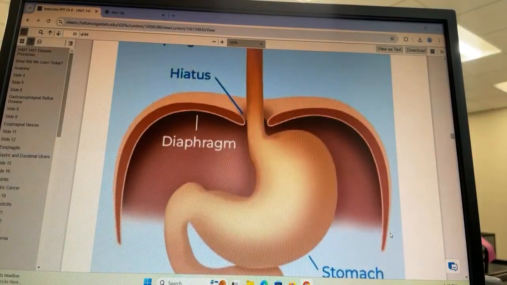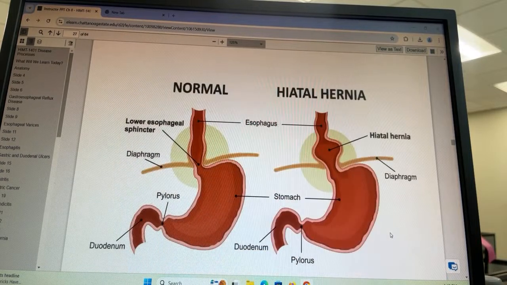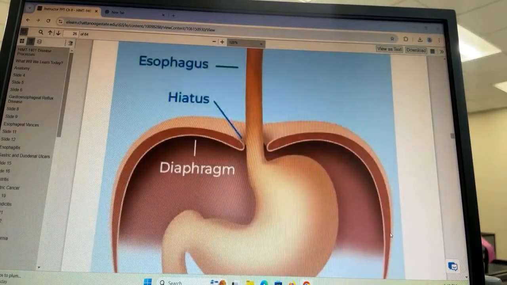Your diaphragm kind of encompasses the stomach, and the esophagus goes through it. So if there's a weakening of the diaphragm, part of the stomach can come up through it and get, it's kind of like this weird bulge where it shouldn't be. So here's another picture of what's happening. It slides up and gets stuck and trapped.